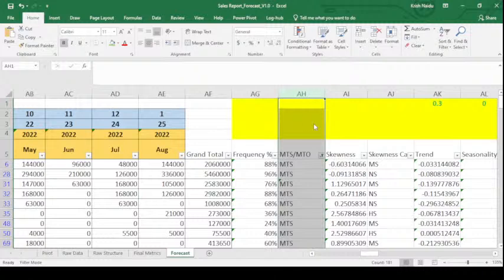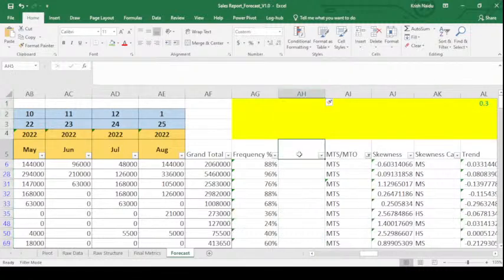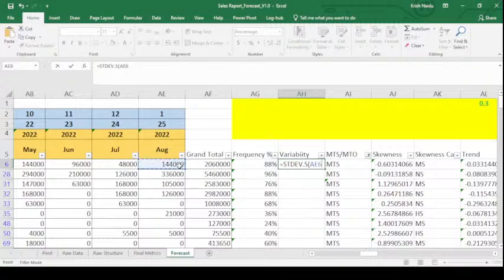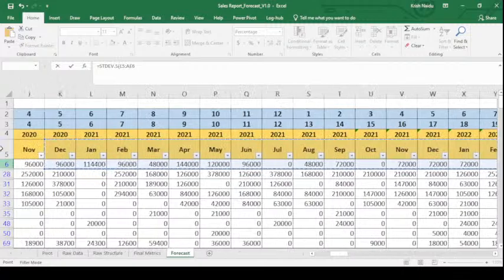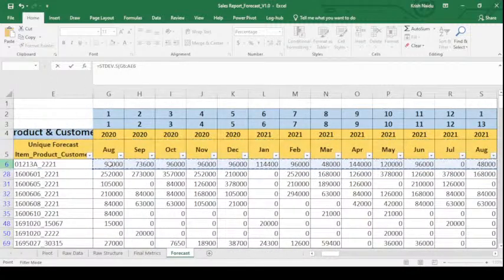I would like to bring one more aspect, called the variability, and I am going to define this using a formula called COV. First I am going to calculate the STDEV.S, the standard deviation sample, and I'll divide it by the average of the same data range.